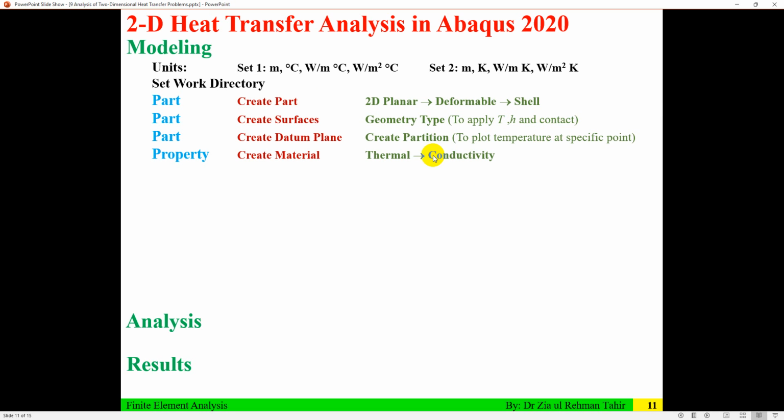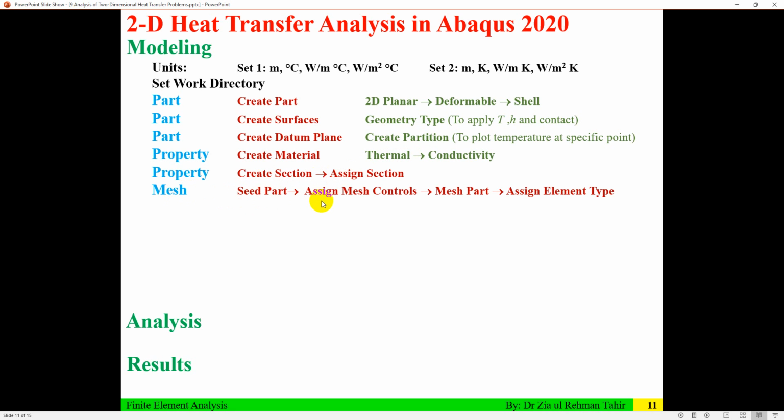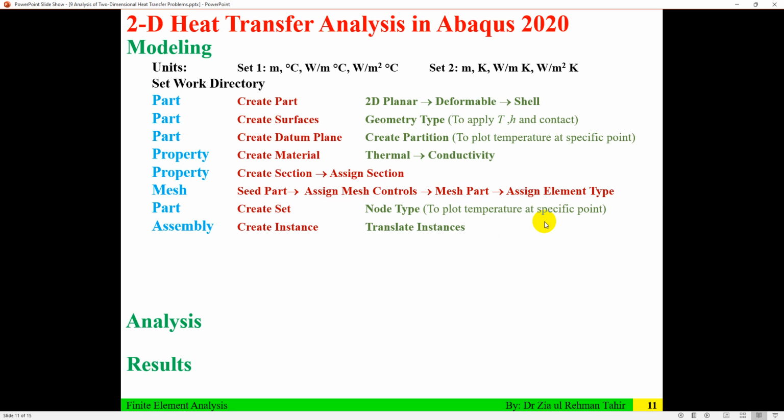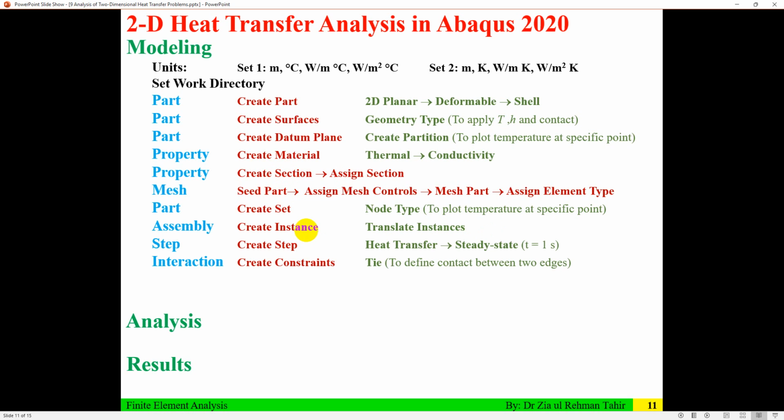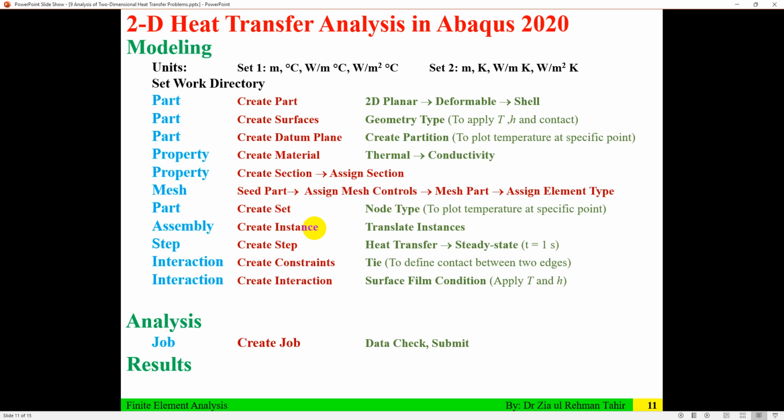Then you need to create material, and for this one you need to put thermal conductivity, specific heat capacity, and density. Then you need to create section and assign section. Then mesh: seed part, assign mesh control, mesh part, and assign element type. Then create a set of node type to plot temperature at a specific point. Then the assembly, create instance, and then translate instance so that they will be aligned as required. Then create step, and then create constraints to join the surfaces. Then create interaction to apply temperature and edge.